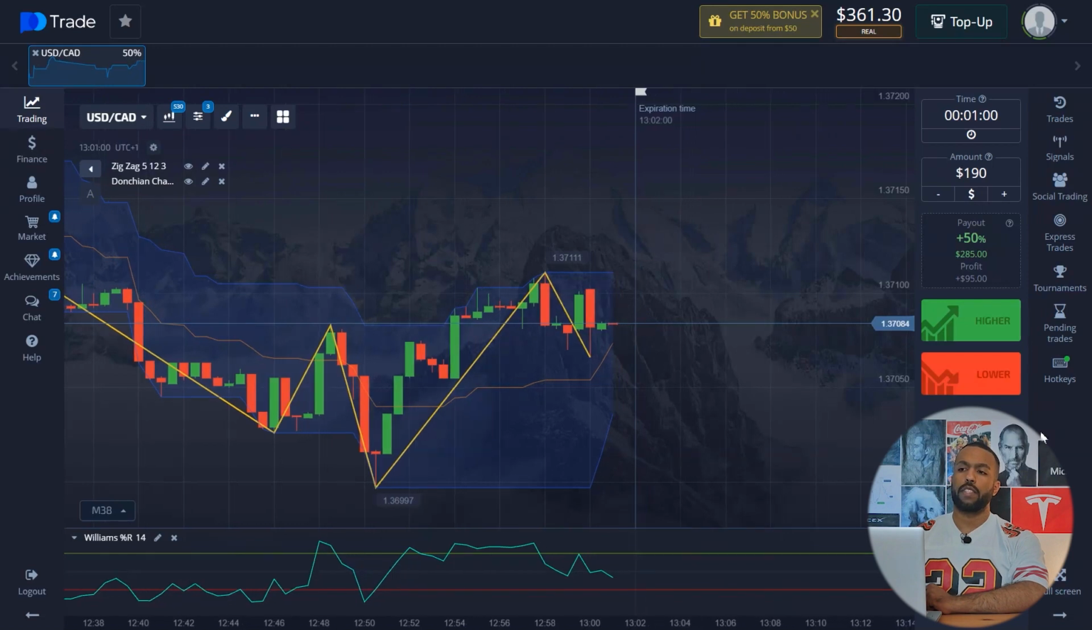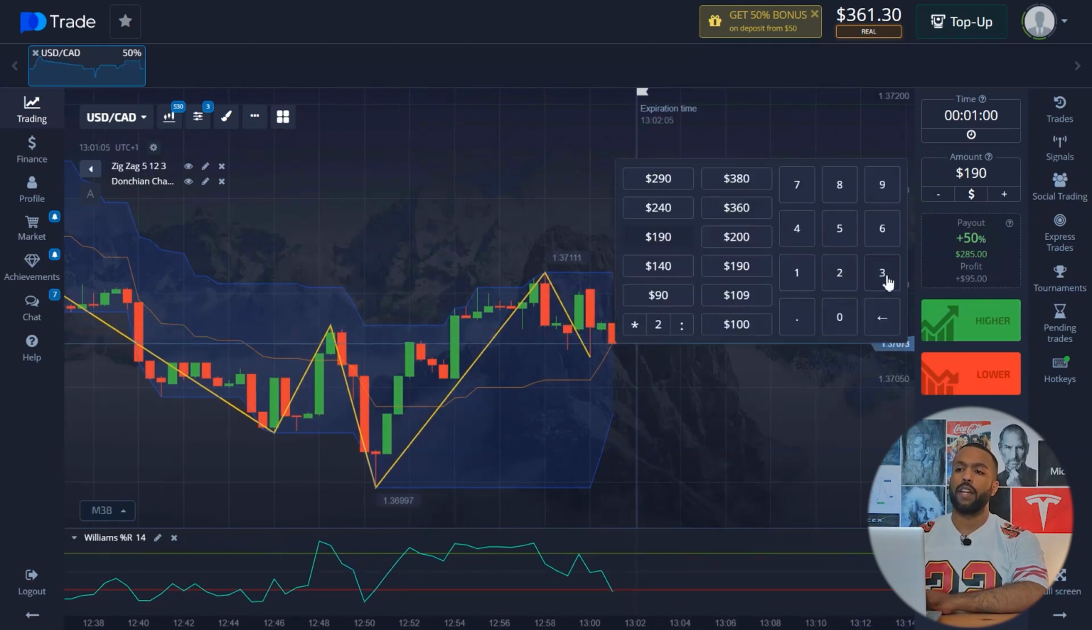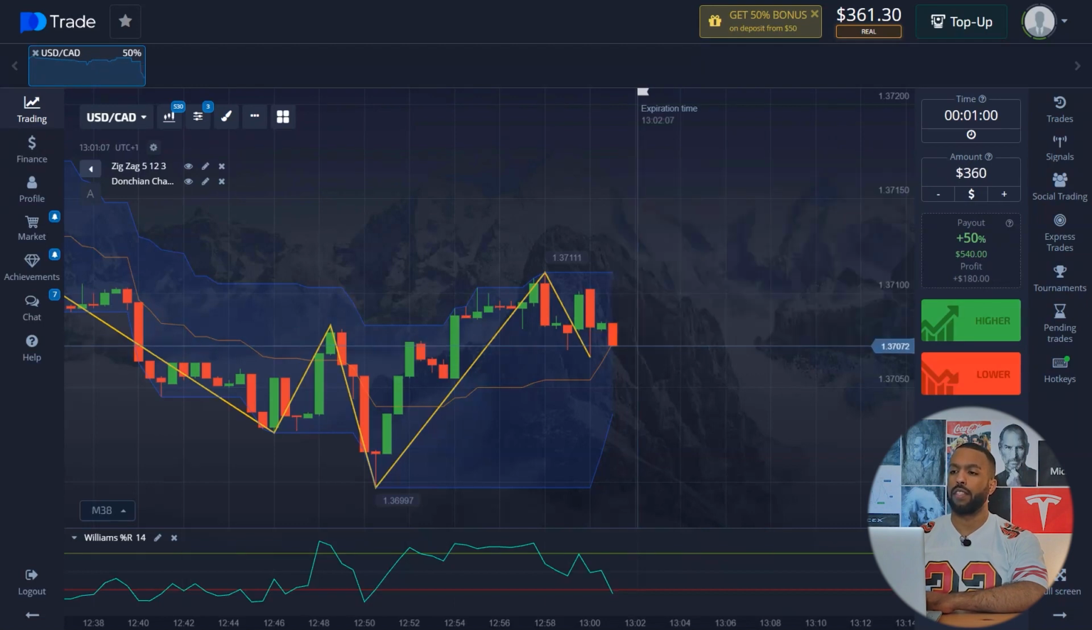The use of high-risk trades so far brings only positive results, but we continue and increase the trading amount to $360, which is a very dangerous 99% of the deposit.